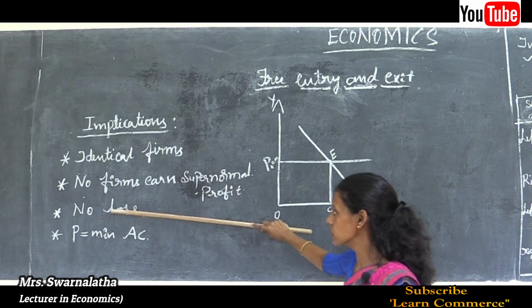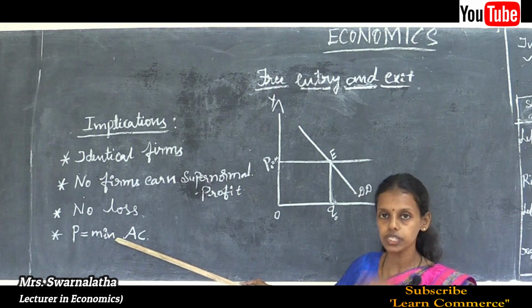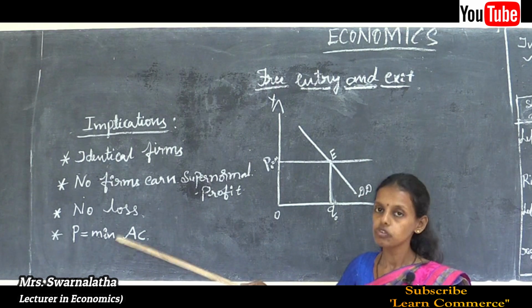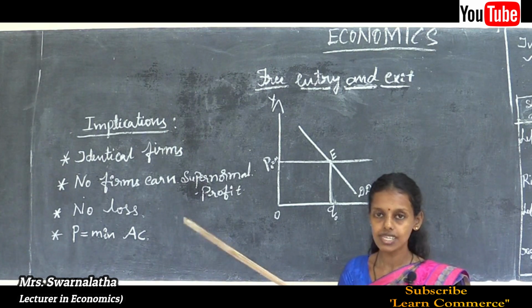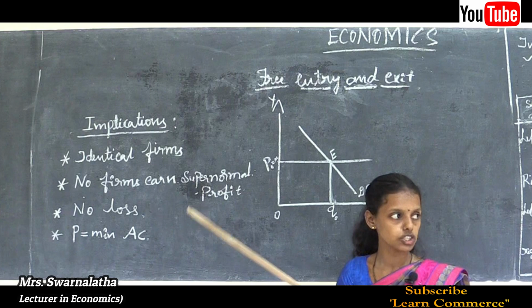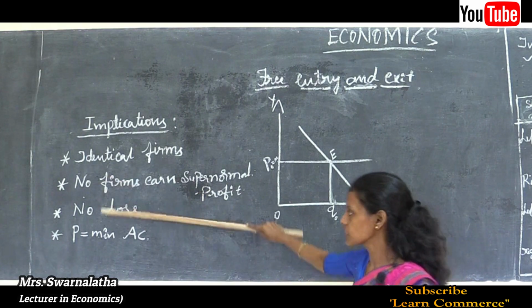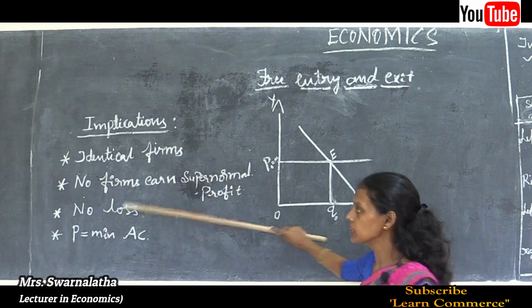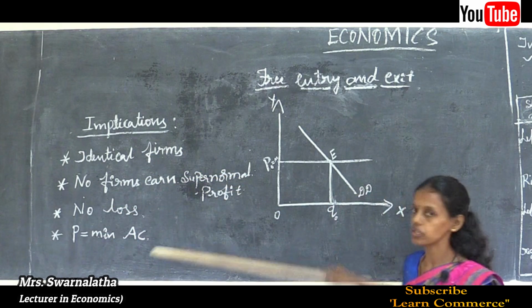There is no loss and no profit, which means the price must be equal to the average cost. Whatever capital they invested, they get the same amount of returns. Thus there is no loss and no profit. Thus the price must be equal to the minimum average cost.